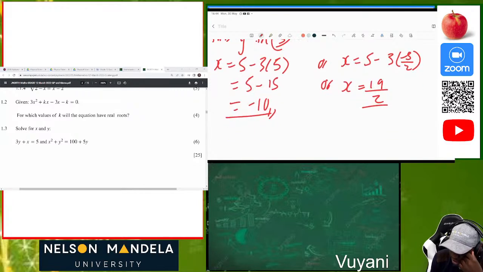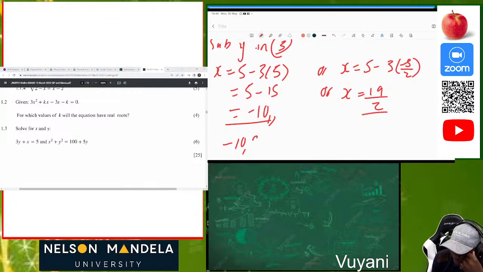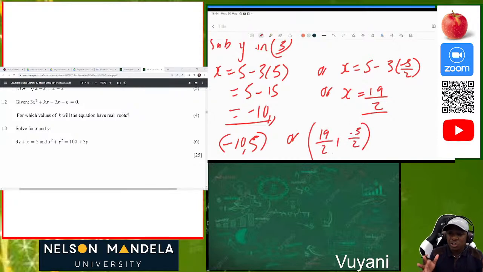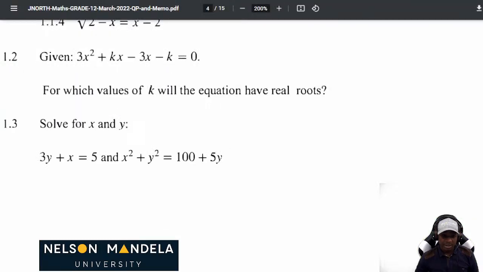Okay, so you can actually write them in coordinate form. That's negative 10 and 5. Or we also have 19 over 2 and negative 3 over 2. Then you get your 25 marks total by doing so. Okay, then everyone is happy. So that was my solving for x, guys.